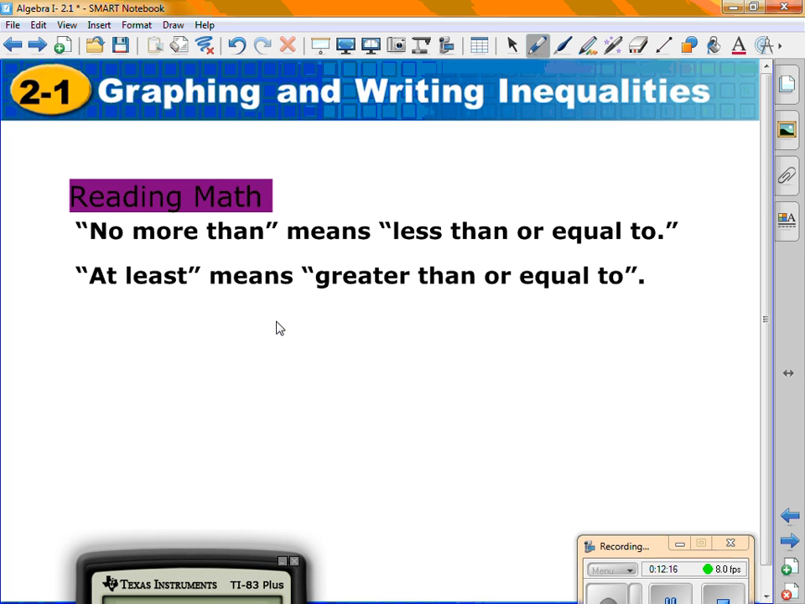Another thing, if you see words, this is one thing I got to make sure I put up there. No more than means less than or equal to. At least means greater than or equal to. You see these all the time in word problems, where it says something can be no more than. When you see no more than, that automatically means less than or equal to. If you see the keywords at least, that means greater than or equal to.